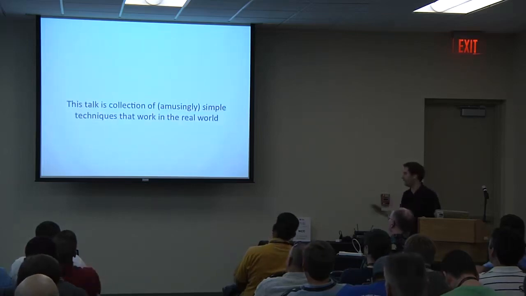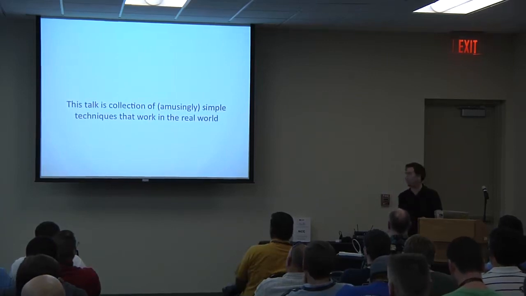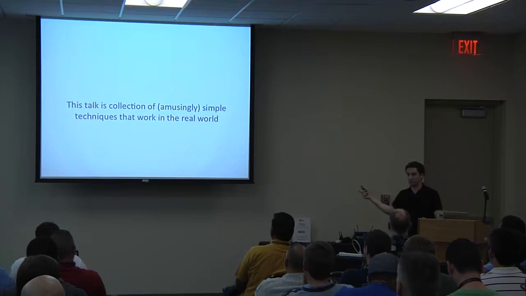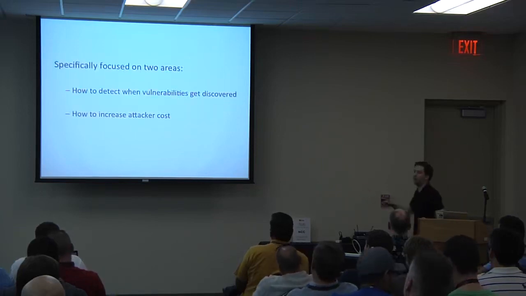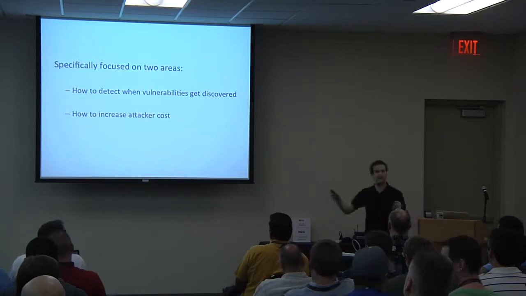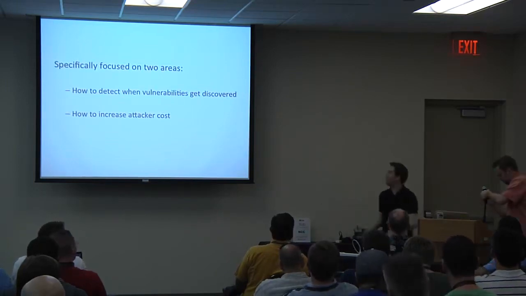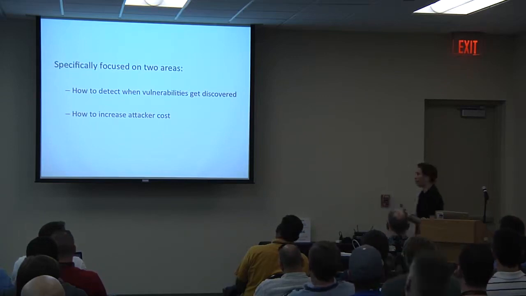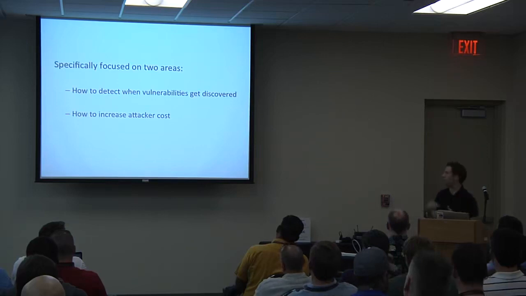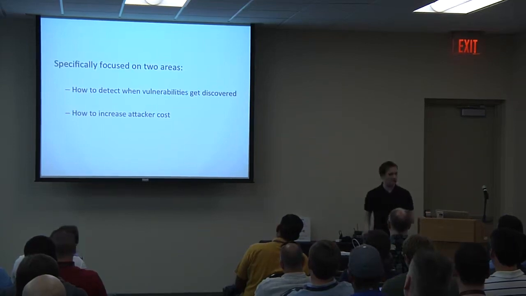So like I said, obviously, oftentimes amusingly simple techniques that actually work in the real world. Everything I'm going to talk about here finds real bugs and real vulns. Specifically, we're going to focus on how you detect when vulnerabilities get discovered. So how do you know when someone's looking at your app and just found a vuln? We're going to run through that for some different vuln classes. And then at the very end, we're going to talk about how to increase attacker cost in a few different ways. How do we make it more expensive for somebody to go find vulns in your app?